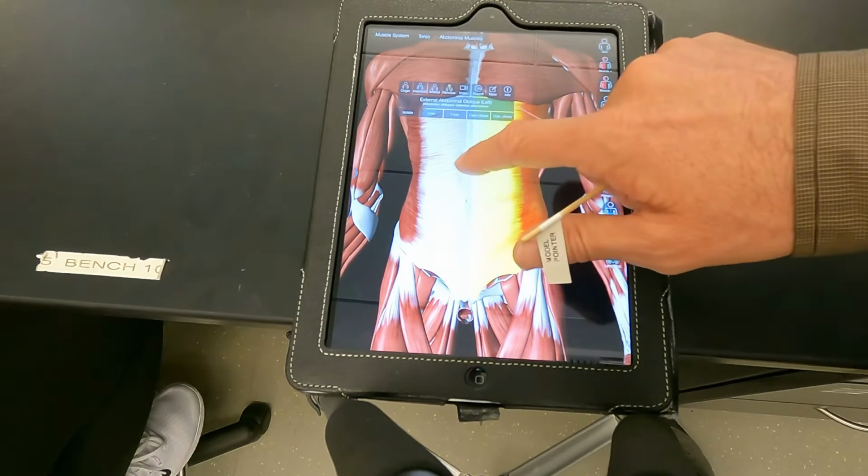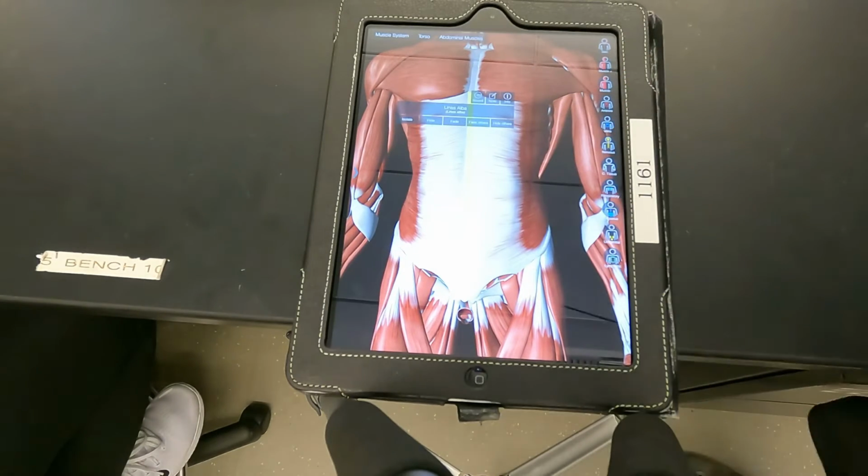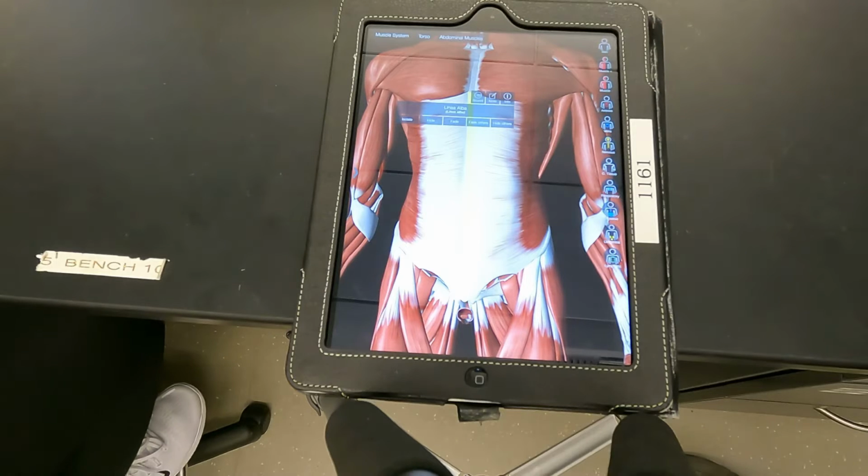And in this case, it is attaching to, what's that line that runs right down the middle of the abdomen? That's going to be an insertion point for some of these abdominal muscles. That's the linea alba. Good.